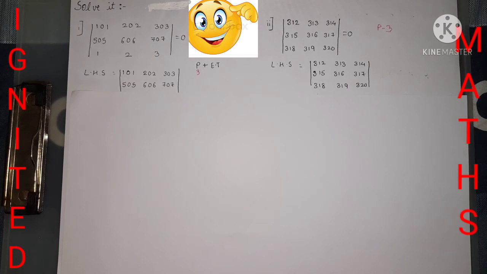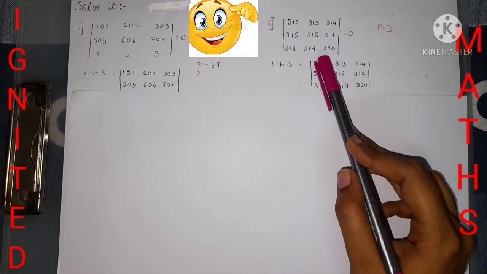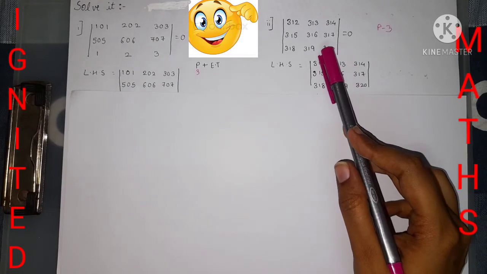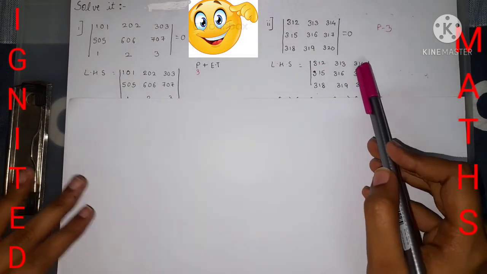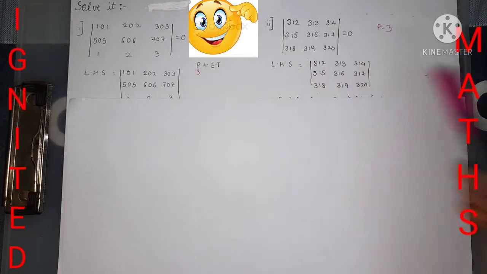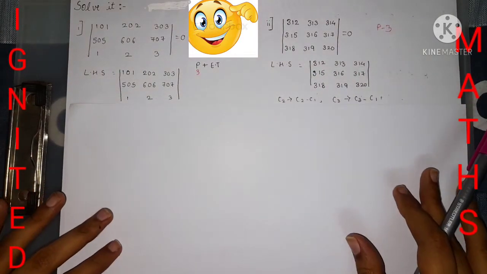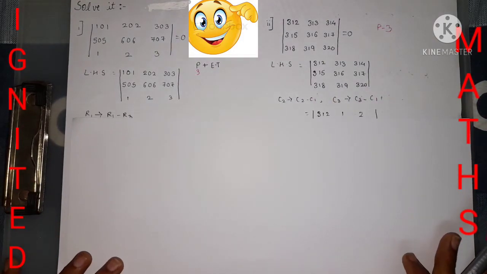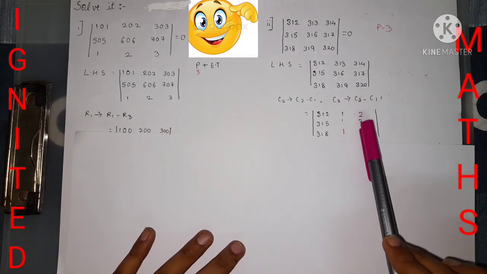So I'm going to do the column transformation. Column 2 will be subtracted by column 1, and column 3 will also be subtracted by column 1. Now let's see the relation. Column 2 is subtracted by column 1 and column 3 also subtracted by column 1. If I watch over here, each term will get 1 and each term will get 2.